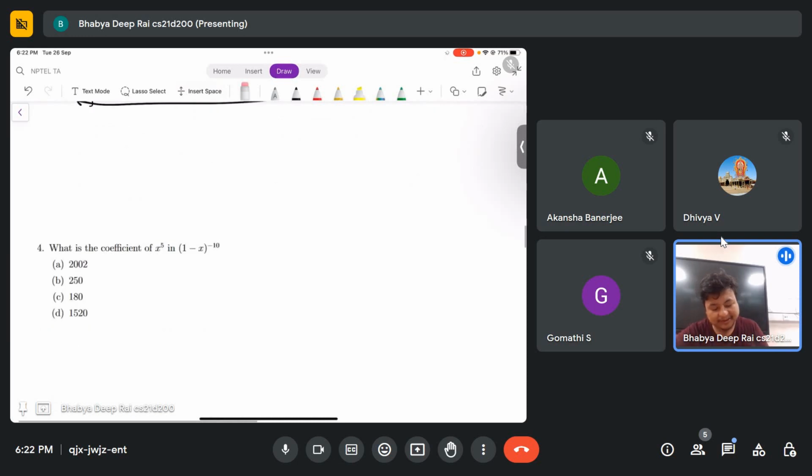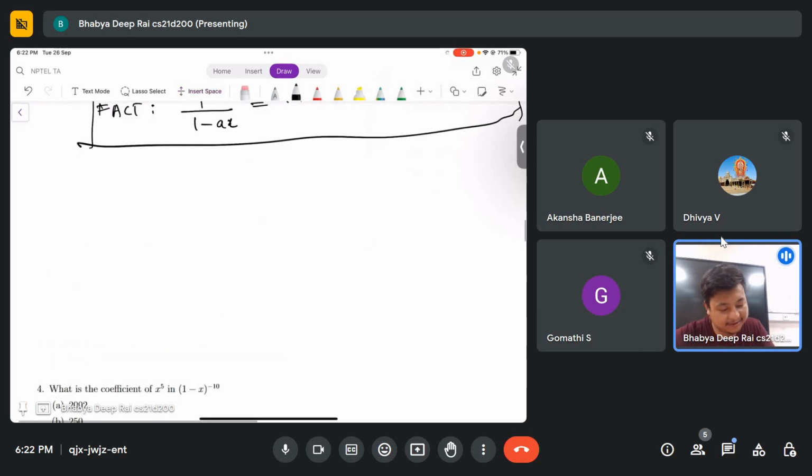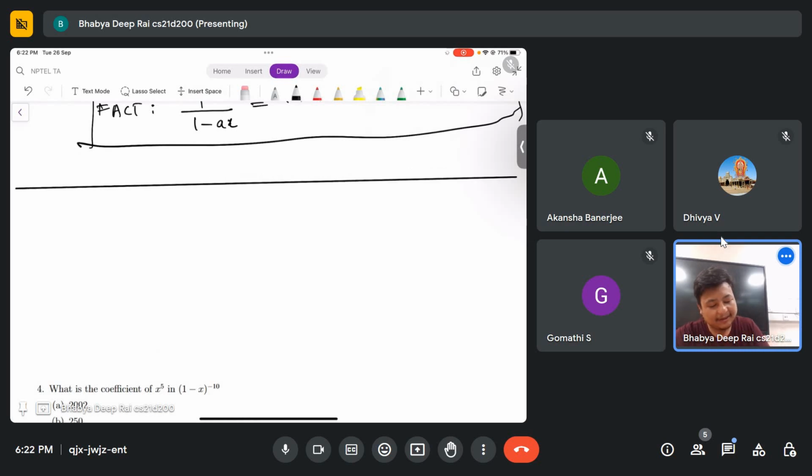So the question says, what is the coefficient of x to the 5 in (1 minus x) whole to the minus 10? So here we need a general formula. In the lectures, I will not mention how this is obtained.